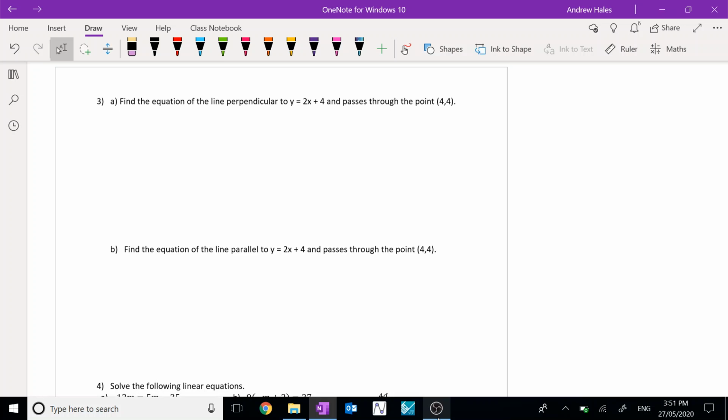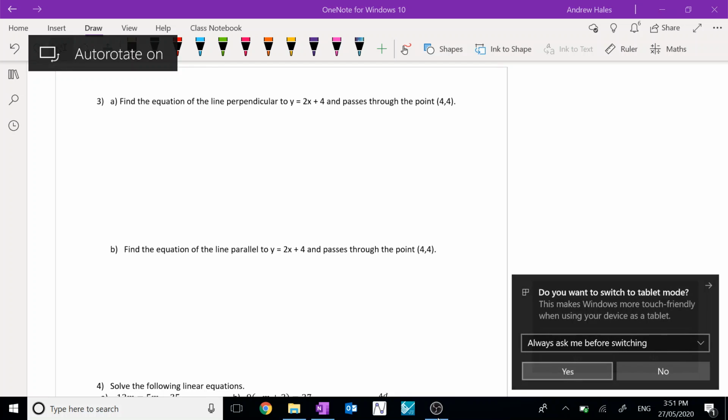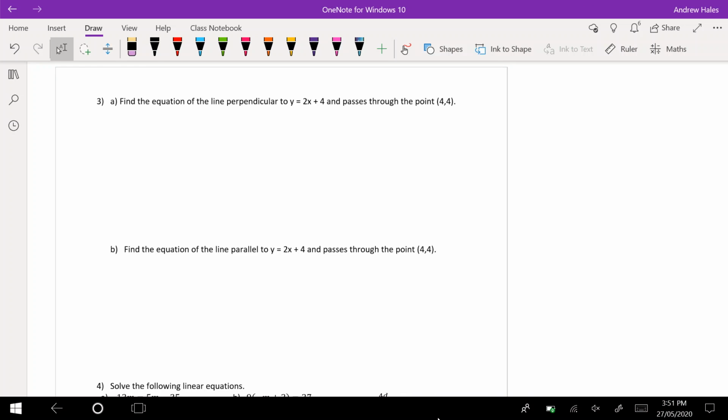Okay, you made it past the first page. Congratulations. Now we're going on to the second one. Find the equation of a line perpendicular to y equals 2x plus 4 and passes through the point (4, 4).